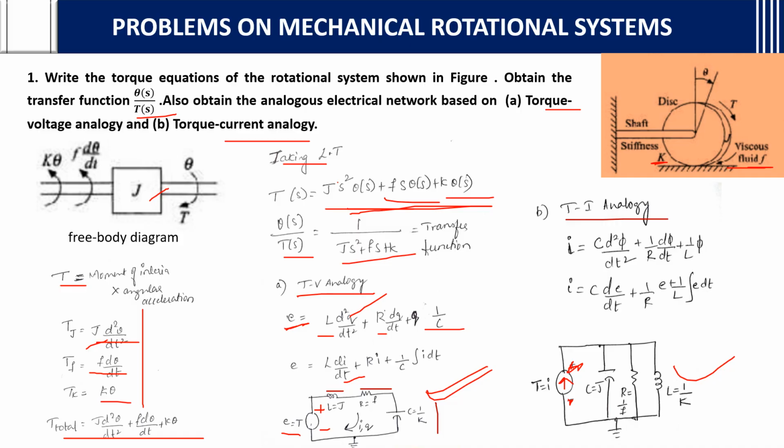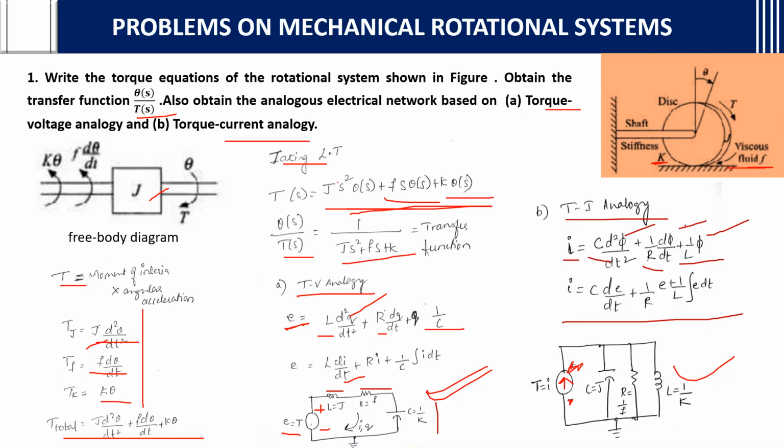The total torque T will become I, J will become C, F will become 1 by R, K will become 1 by L, and theta will become phi in the torque current analogy. In this again you can write in terms of E, that is I is equal to C dφ/dt plus 1 by R into E plus 1 by L into integral E dt.